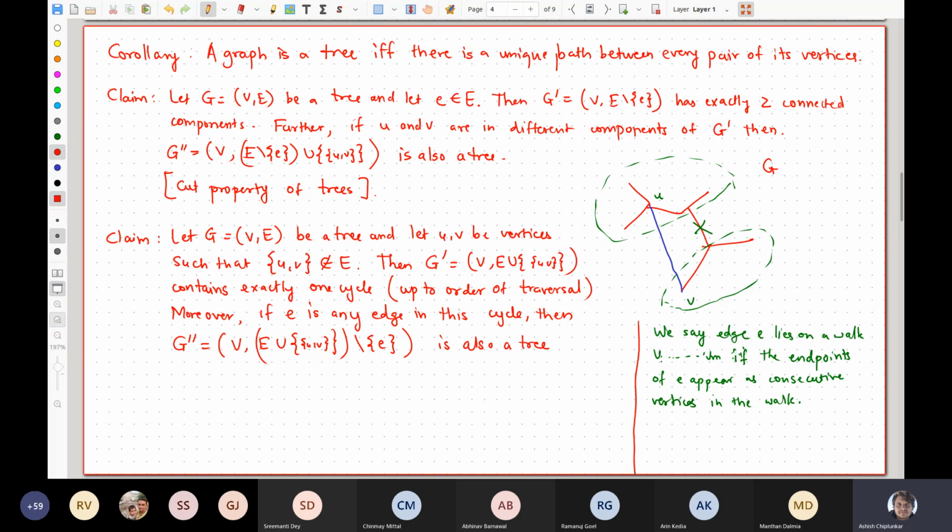So what do I mean by up to order of traversal? So let's call these vertices A, B, C, D, right? When I say up to order of traversal, I don't want to say that A, B, C, D and A, D, B, C are different cycles. I just want to say they are the same cycle. Whether I traverse it in the clockwise sense or anti-clockwise sense, I just want to count it as one cycle. Are the statements of the claims clear? If not the proofs, at least the statements. All right, so now I'm going to leave this. By the way, this is called the cycle property of trees.